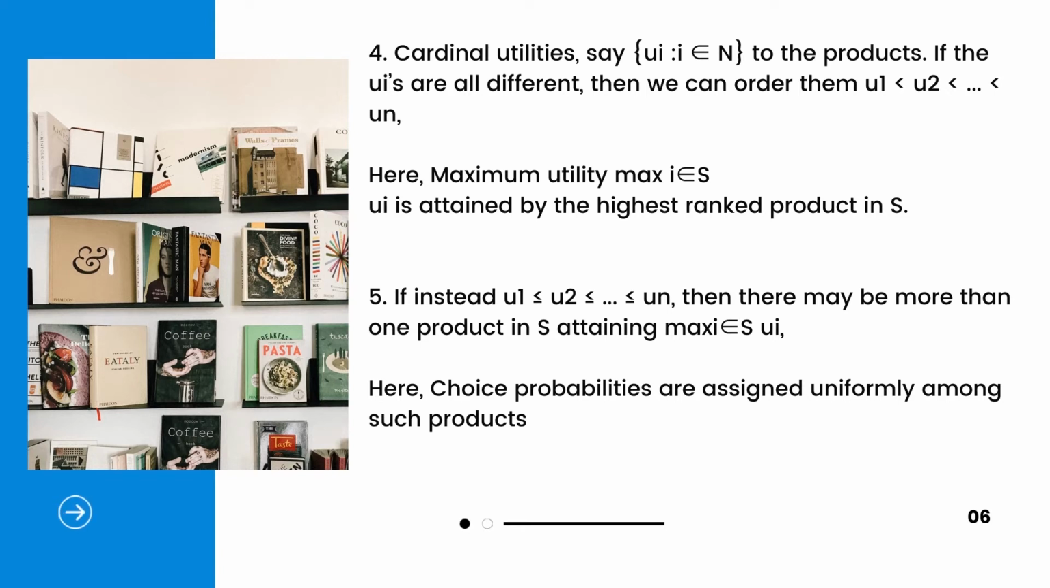U1 is less than or equal to U2, which is less than or equal to U3, which is less than or equal to up to UN. Then there may be more than one product in set S attaining the maximum Ui, in which case the choice probabilities are assigned uniformly among such products.